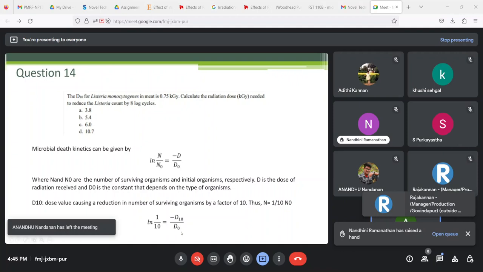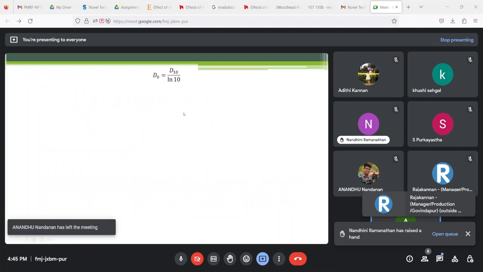So now you are substituting D naught. D naught is equal to minus ln of 1 by 10 divided by D10. Sorry, D10 divided by ln of 1 by 10. D naught is equal to D10 divided by ln of 10. So that is what you are going to substitute in the first equation.